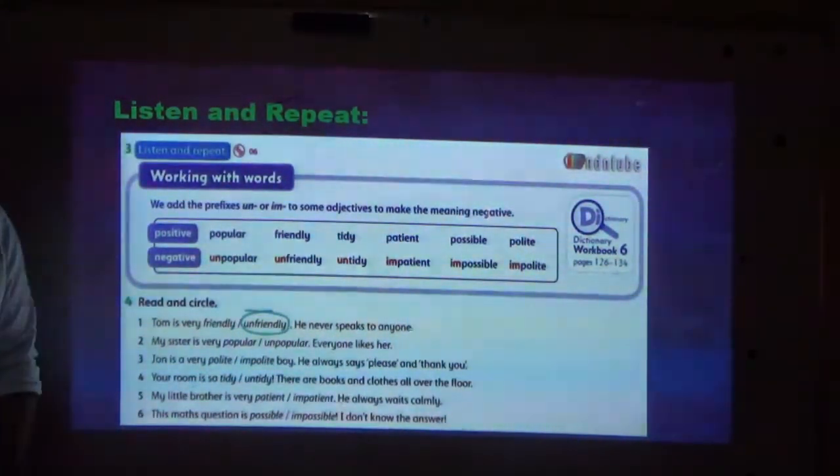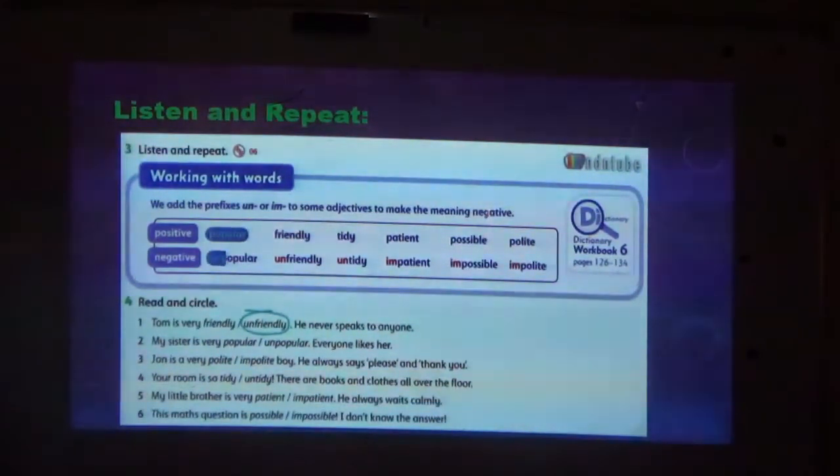Listen and repeat. Popular. Unpopular. Friendly. Unfriendly. Tidy. Untidy. Patient. Impatient. Possible. Impossible. Polite. Impolite.